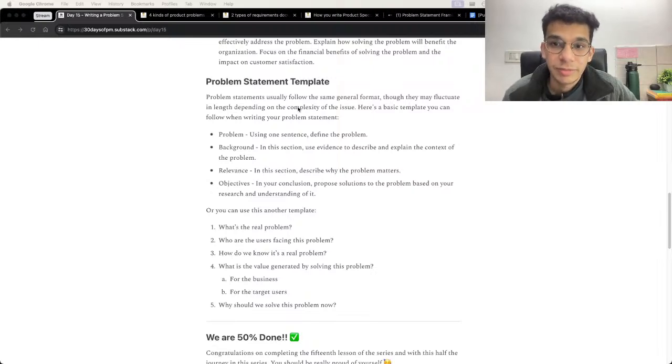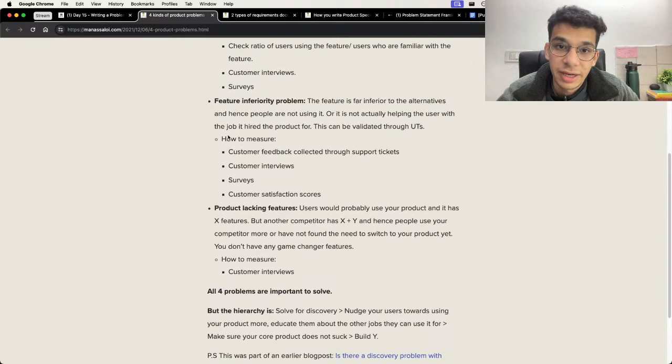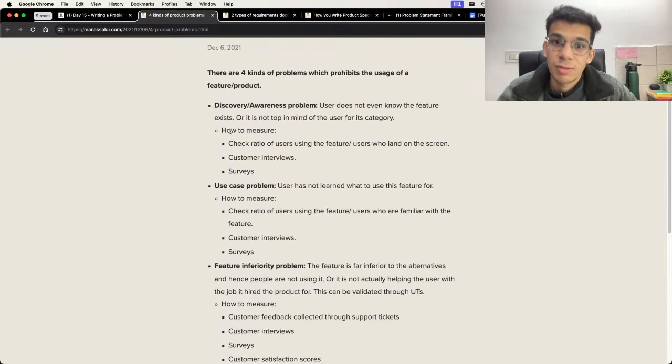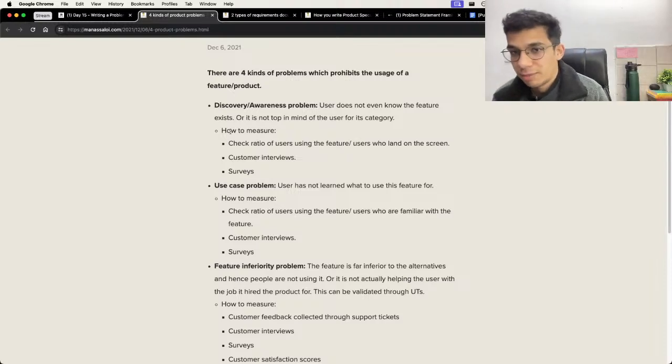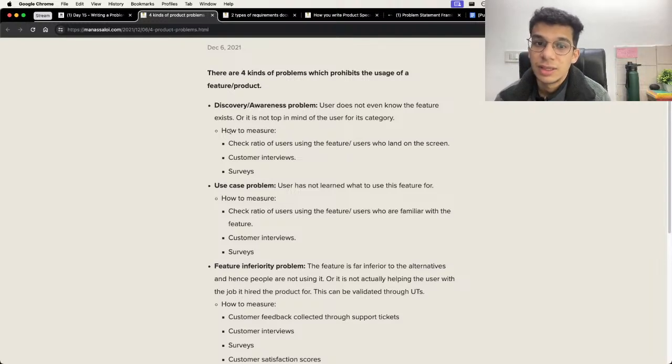So this is about problem statements and how you can use these problem statements. I think the four kinds of problems are also discovered and detailed here by Manas, where he talks about four kinds of problems that prohibit the usage of a feature and a product. For example, there might be a discovery problem, right? That the user really does not understand what feature X is meant to do for their product, and to learn about that, you can measure through these mechanisms that are shared, right?